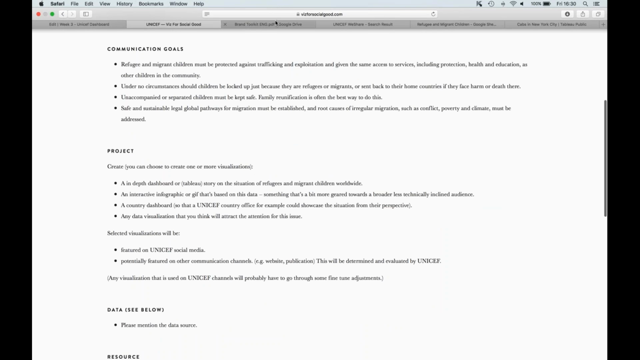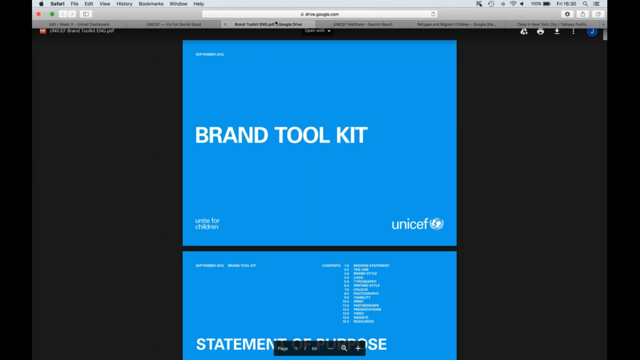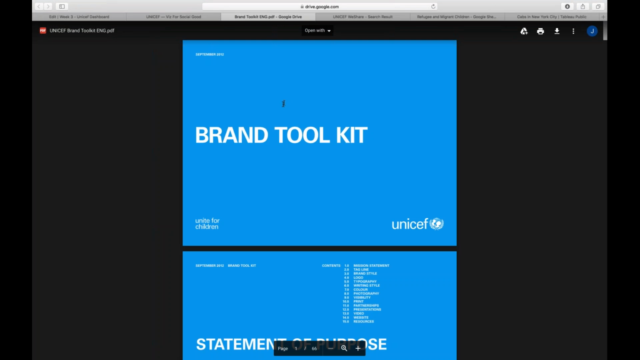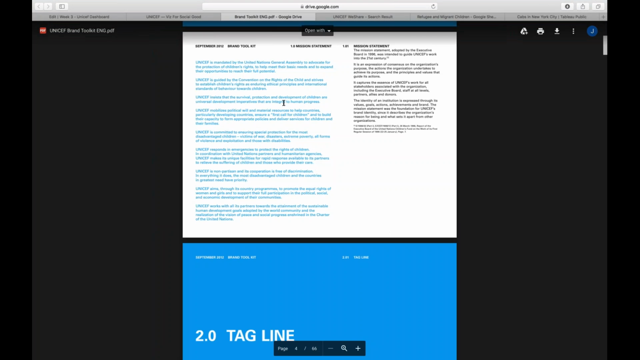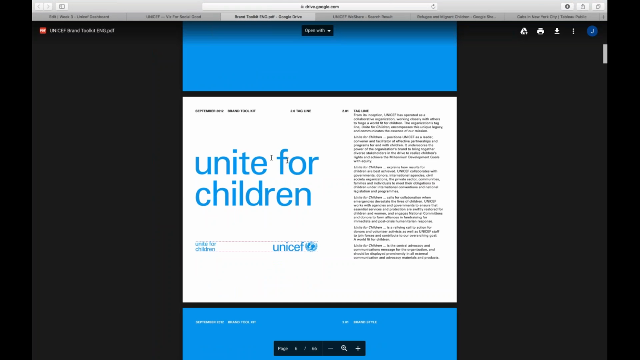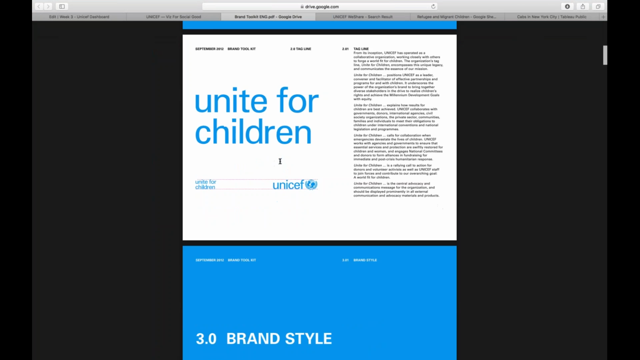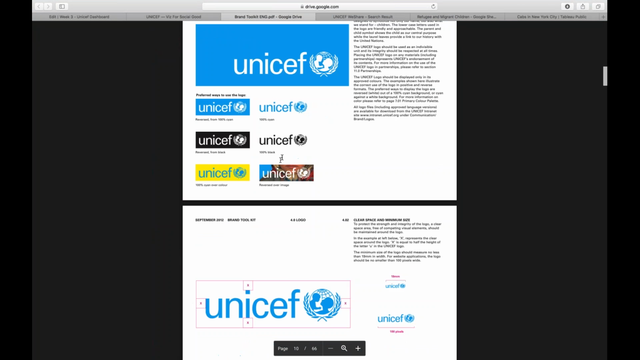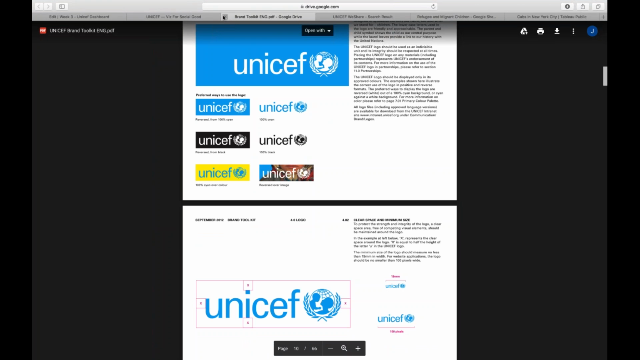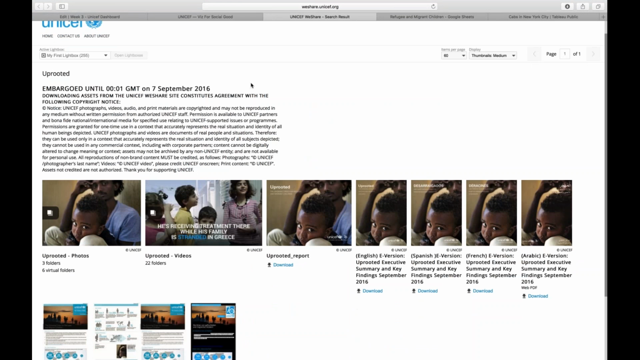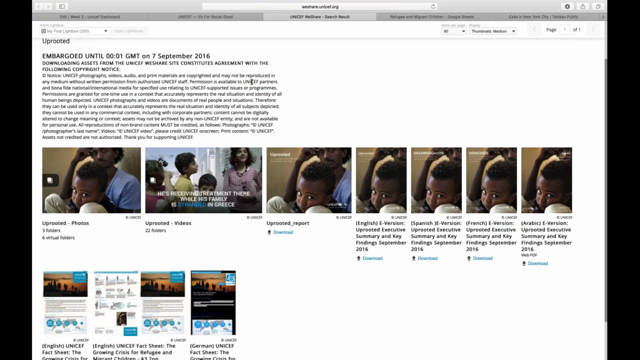And then obviously I had to stay within the brand toolkit of UNICEF's, so the mission statements, taglines. So I tried to create something similar to their branding, et cetera. And also the photos were provided for me, so I had to just use those photos. I can use external photos from the web.